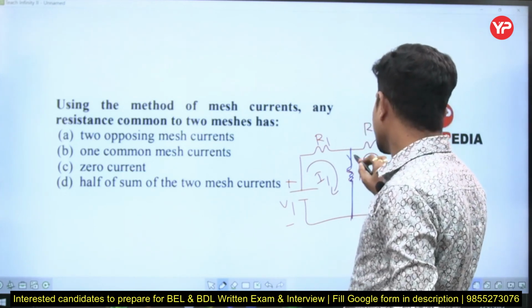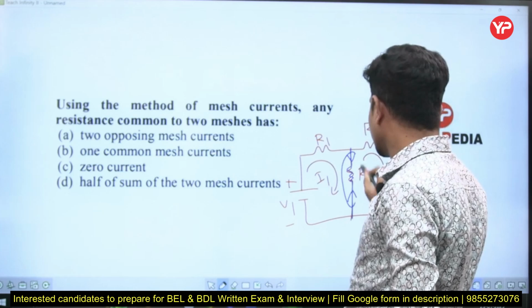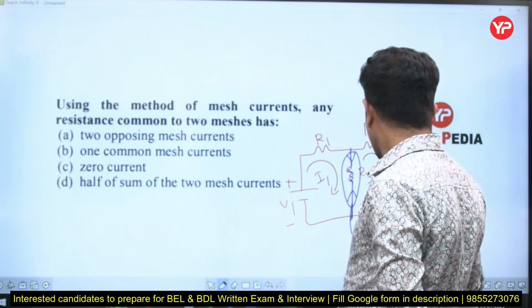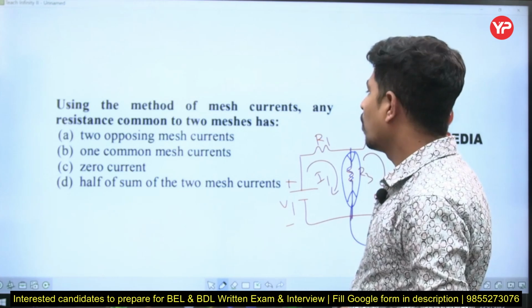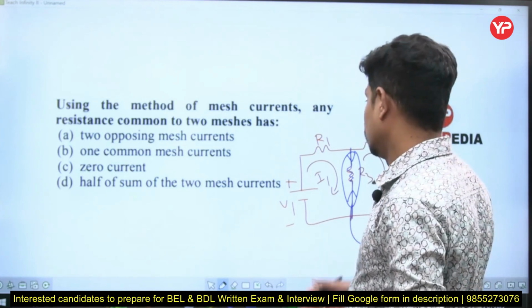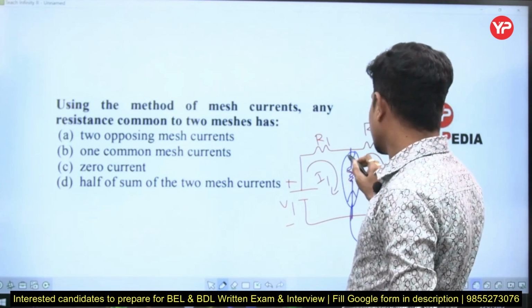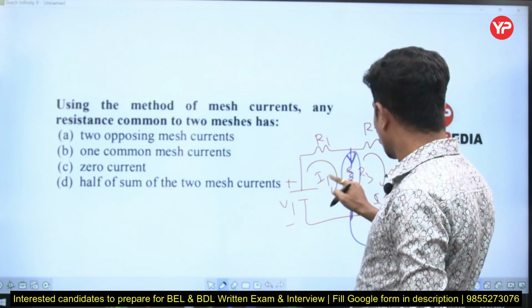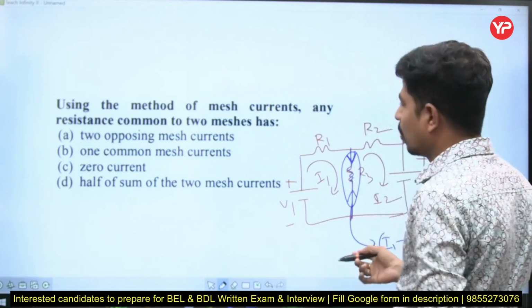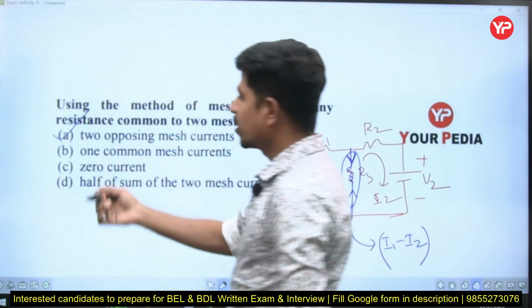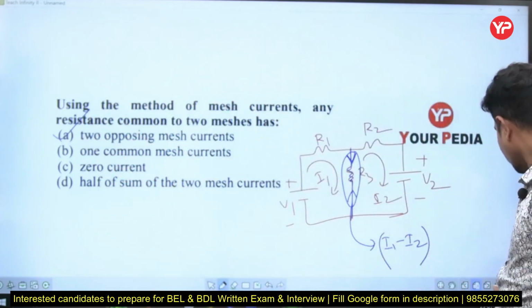This is I1, this is I2. The current in this one is I1 minus I2. Let's go through the other options also. One common mesh current, no, it is not. This common element has 2 mesh currents. 0 current, no. Half of the sum, no. The option is definitely A, right?